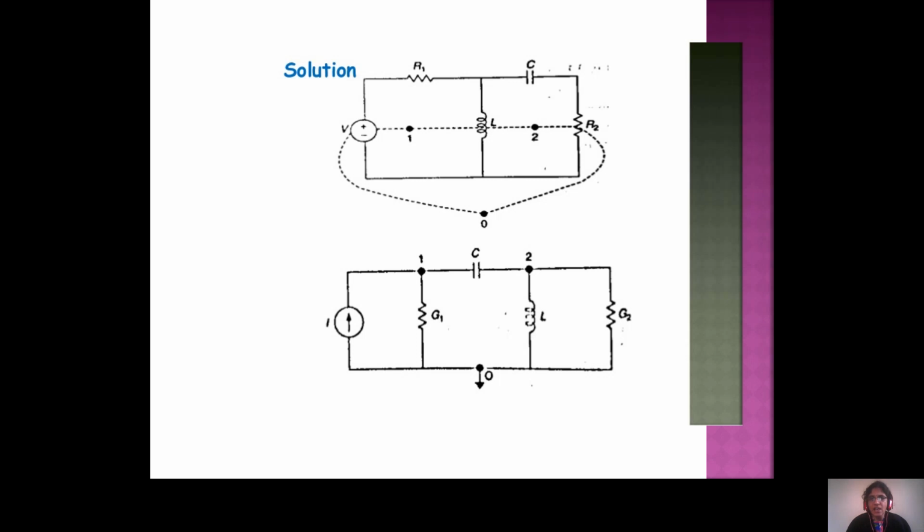Same thing, the resistor is also connected from 1 to 0, so resistance comes to conductance. The capacitance is also connected from 2 to 0, so the capacitance will be converted to inductance. Like that the resistor R2, from 2 to 0, will be converted to conductance. Like that it will be converted to the dual network.